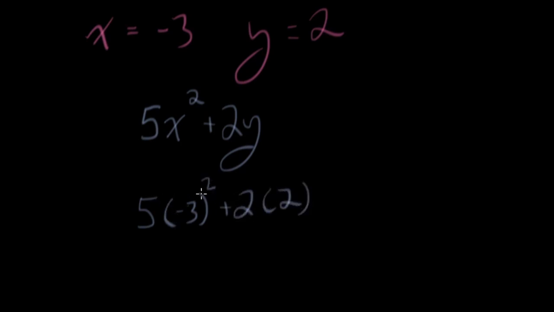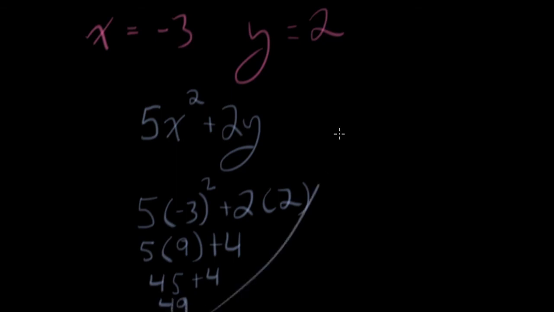So order of operations, make sure you're doing your exponents first. So this is negative 3 times negative 3. So you get 5 times positive 9 plus 4. So you'd have 45 plus 4, and you get 49. Now, just make sure that you're always using the brackets. I'm going to show you why in a second. So here's another one.